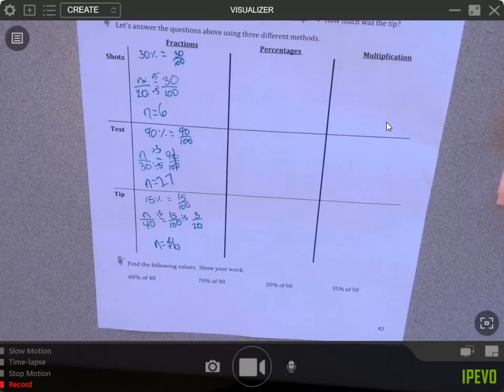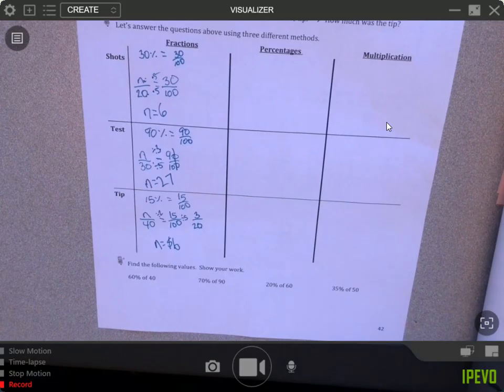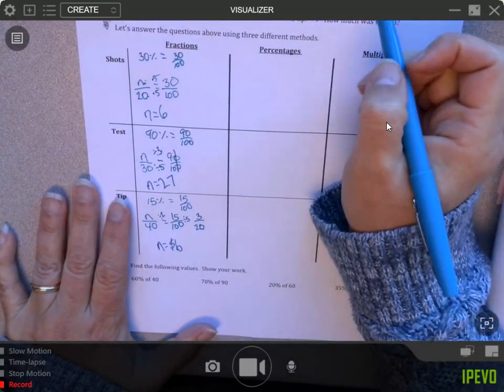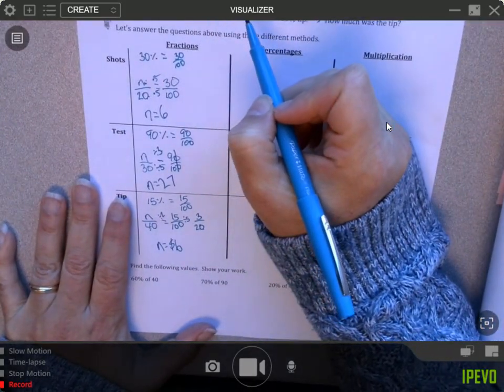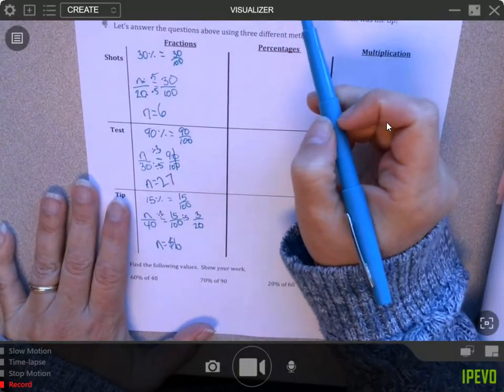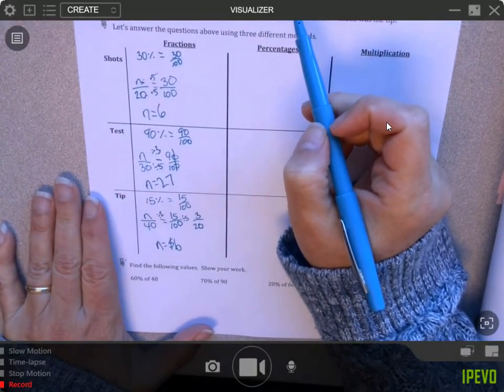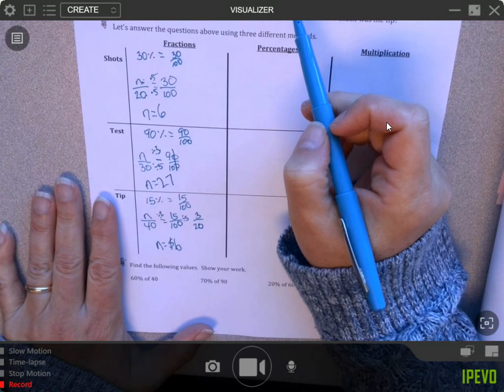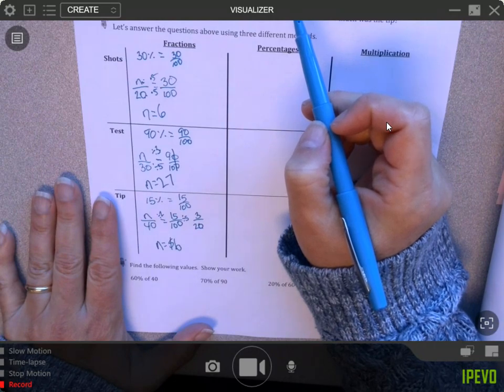So using fractions is one method. Now we're going to look at percentages. Let's see, the shots. She took 20 shots and made 30% of them. How many shots did she make?